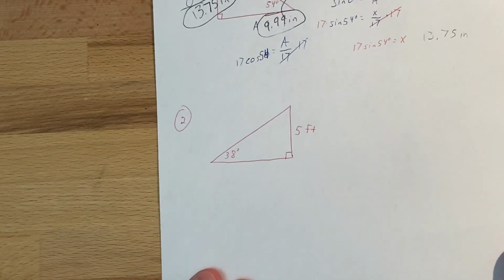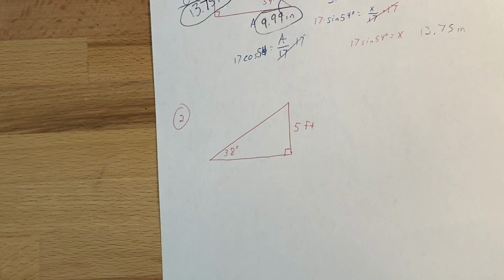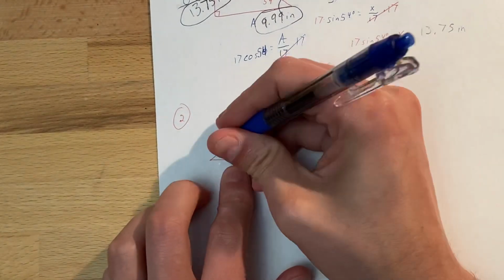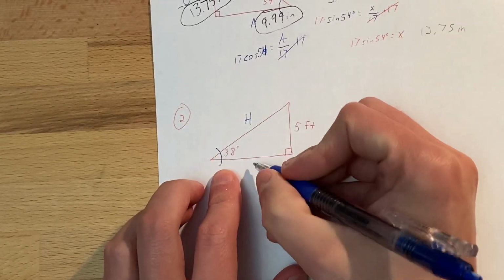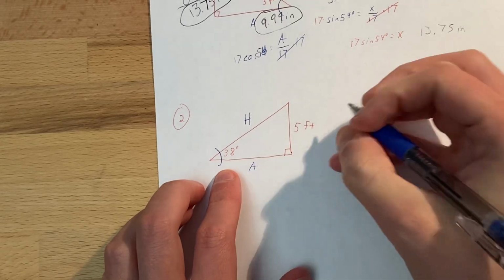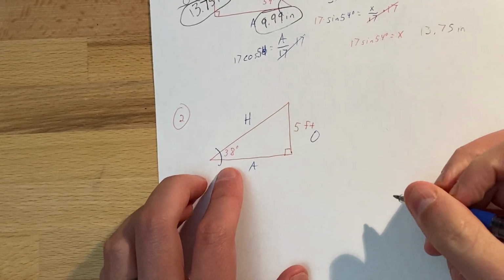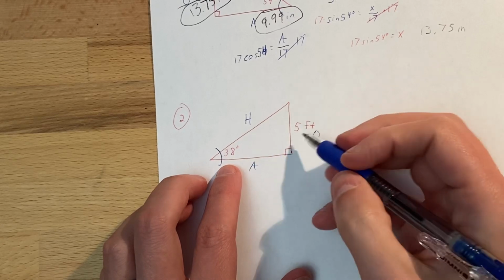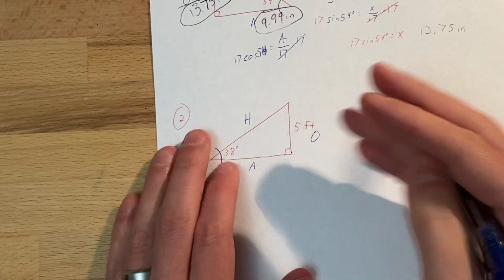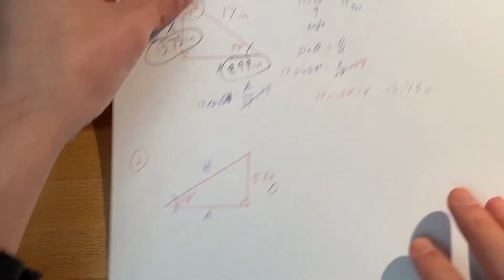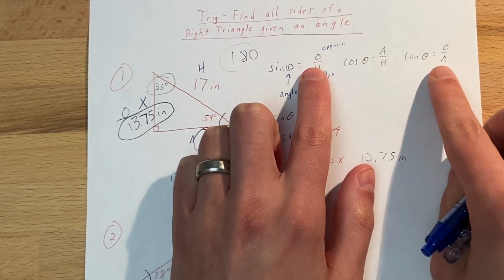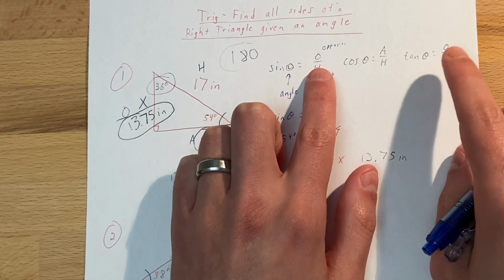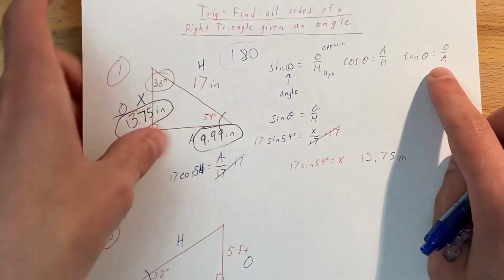If you want to give this one a try, you can just pause it and give it a shot. Otherwise, I'm just going to do it. Here is our angle. This is the hypotenuse. This is the adjacent, and this is the opposite. We are definitely given the opposite. We are finding the adjacent or hypotenuse. But we're definitely given the opposite, so we have to use either sine or tangent. I'm just going to use tangent because I haven't yet, and I like doing things differently.